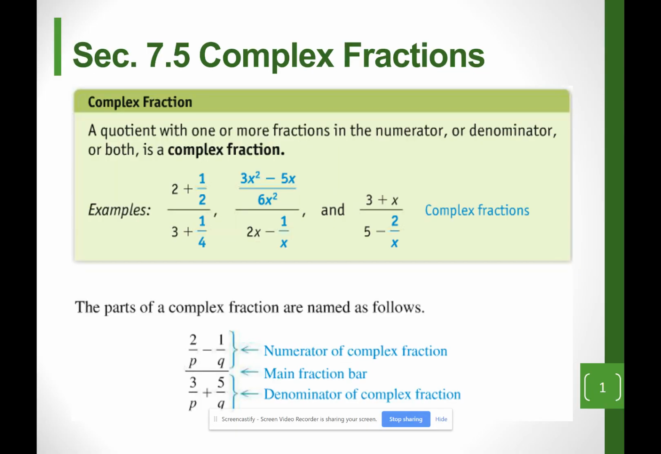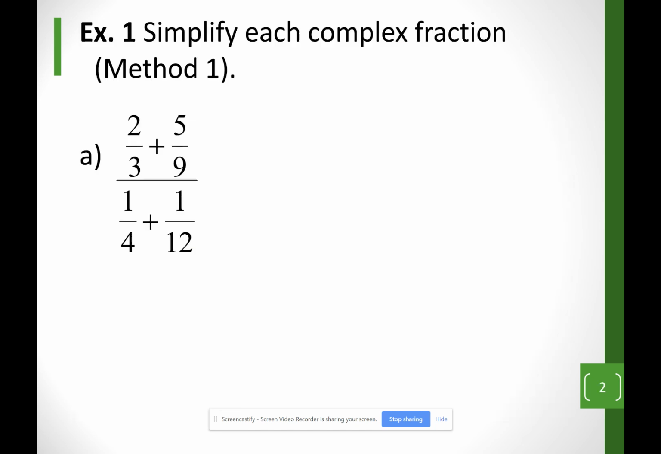For 7.5, we're going to be looking at complex fractions. What we mean by complex fractions is we're going to have a big fraction, but on top is a fraction, and at the bottom is another fraction. So we're going to have a fraction over a fraction. Let's take a look. We're going to have two ways of how to solve this.